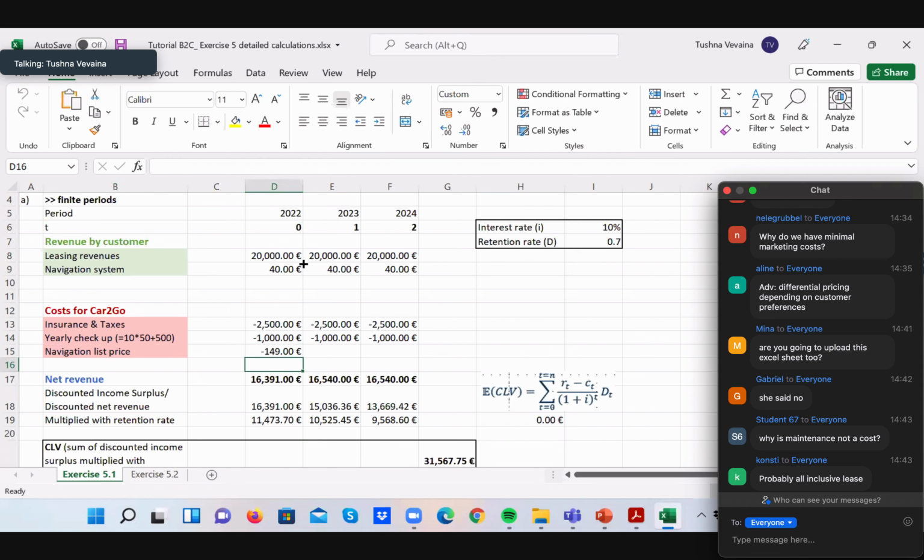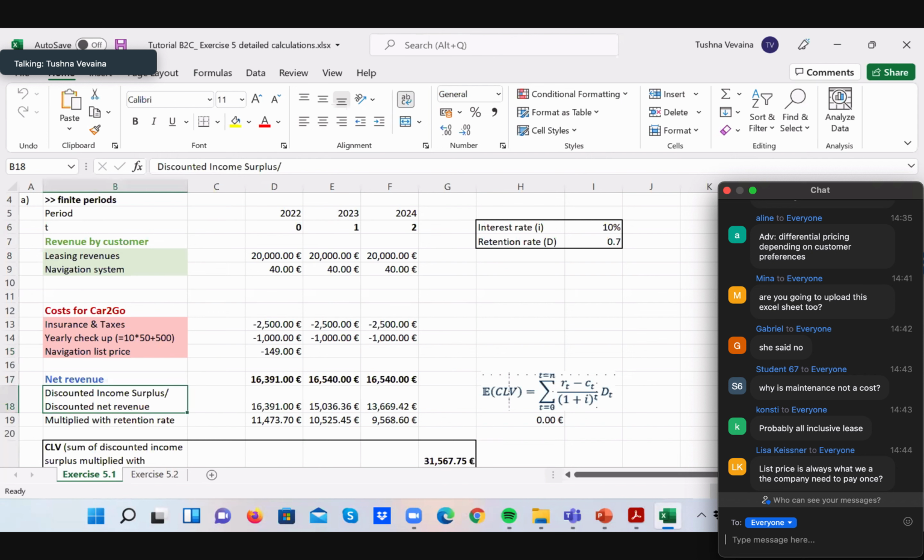So you do a total of your revenues minus your costs, and you land up with 16,391 in the first year. Second and third, I mean, T1, don't get confused with second and third, because I'm referring to T0 as 1 when I'm talking about the first year. But basically, in your following 2 years, you have 16,540, because you don't have this cost of the navigation system as an additional cost.